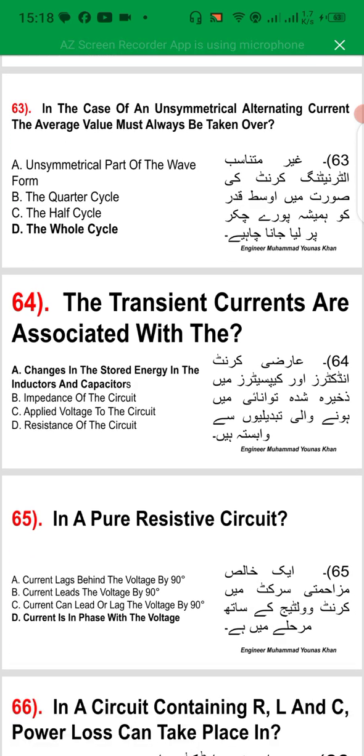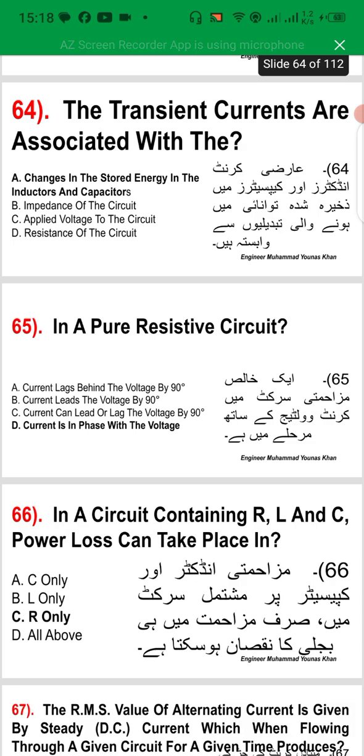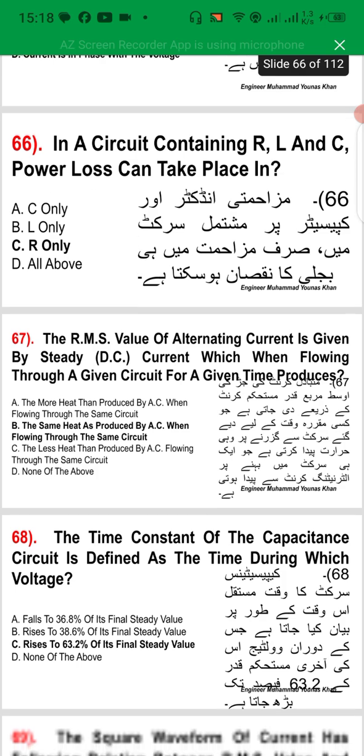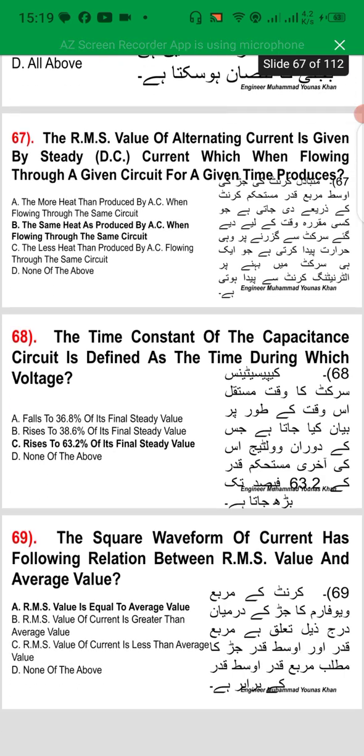In case of an unsymmetrical alternating current, the average value must always be taken over the whole cycle. The transient currents are associated with the change in the stored energy in the inductor and capacitor. In a pure resistive circuit, current is in phase with the voltage. In a circuit containing R, L and C, power loss can take place in R only.